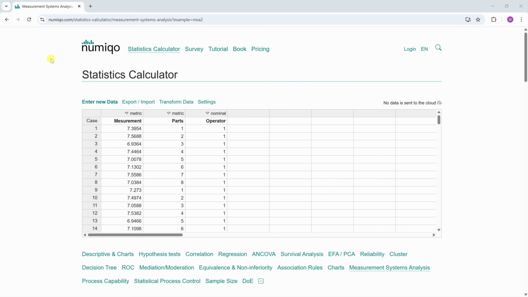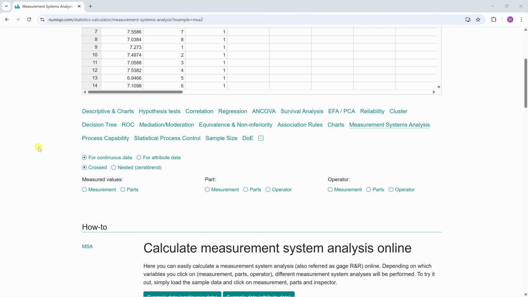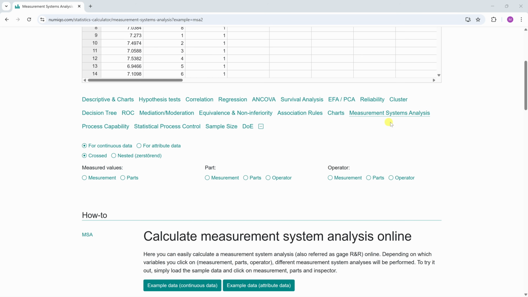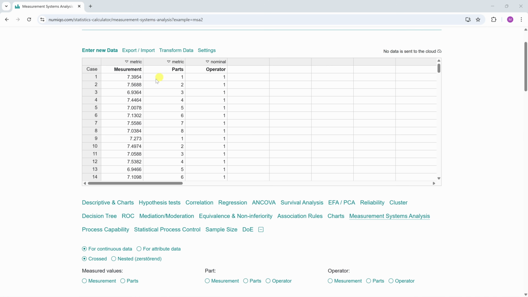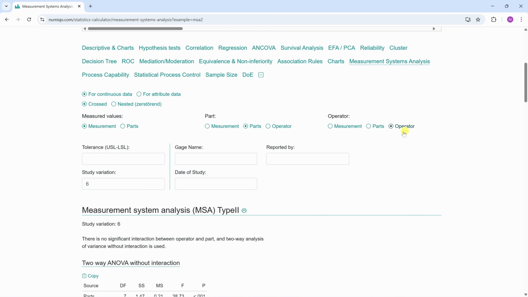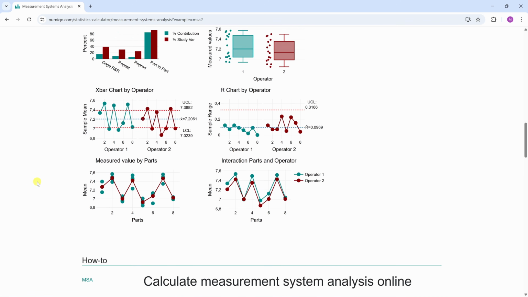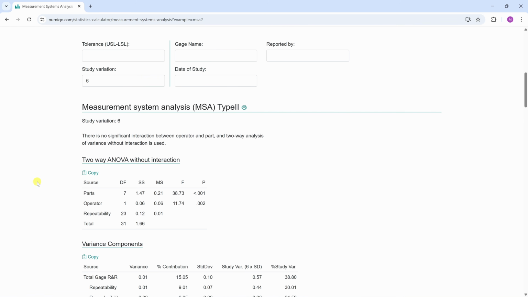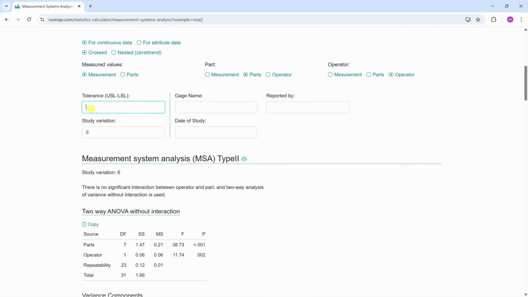Afterwards, we can have a detailed look at the results. So let's go to numico.com. If you like, you can load this dataset with the link in the video description, or you can copy your own data into this table. We just click on Measurement System Analysis, and here we can see the variable from the table above. Then we select Measurement, Part and Operator. And Numico directly gives us a Gage R&R. If you like, you can define a tolerance.